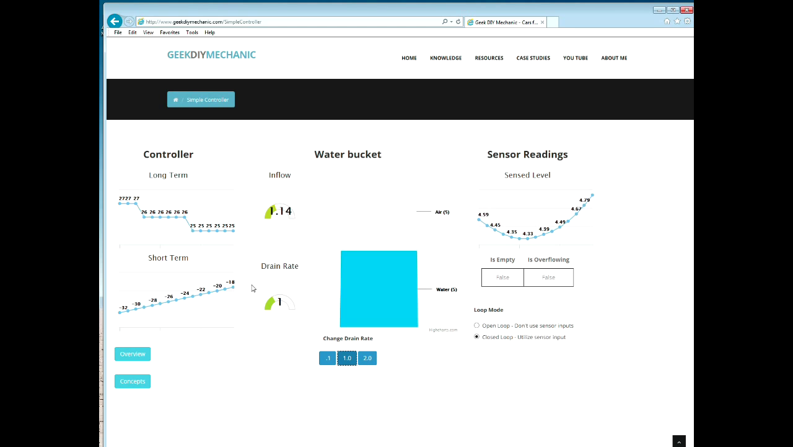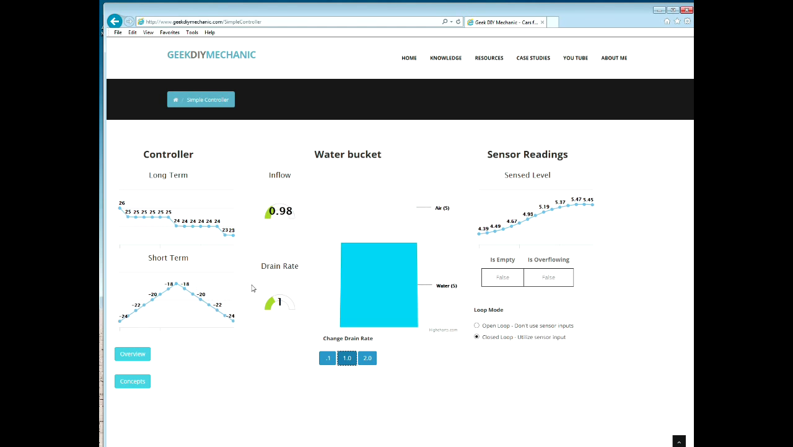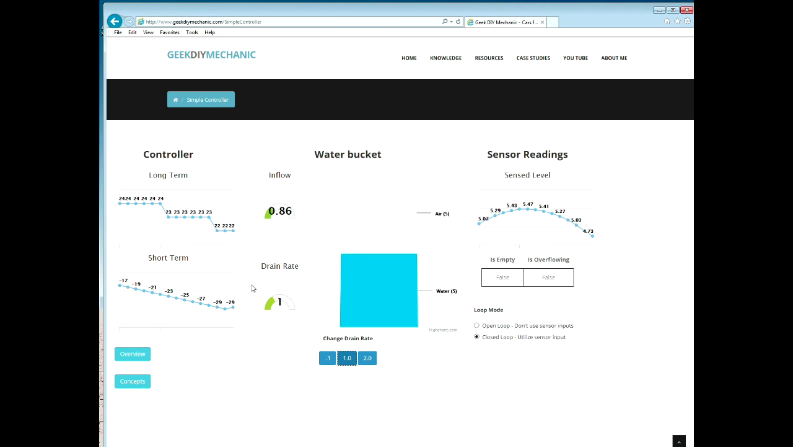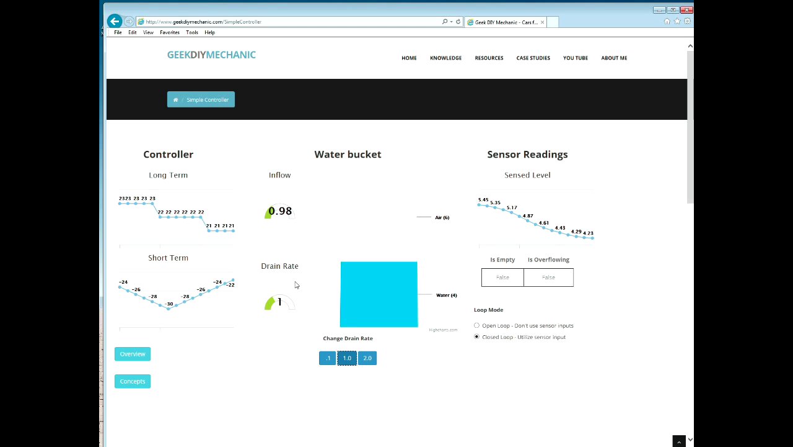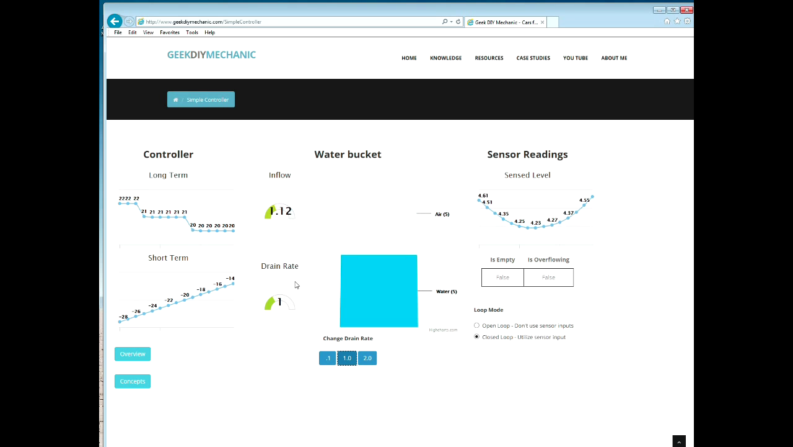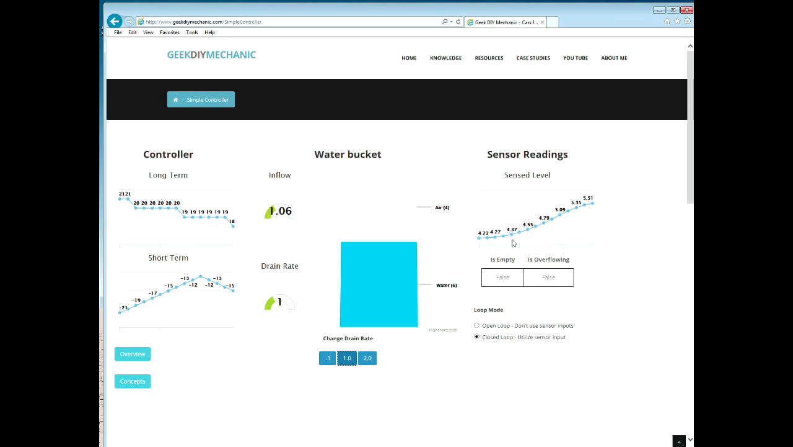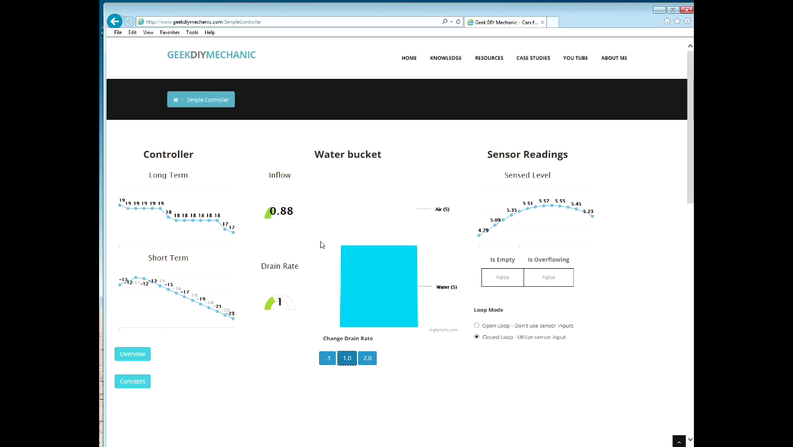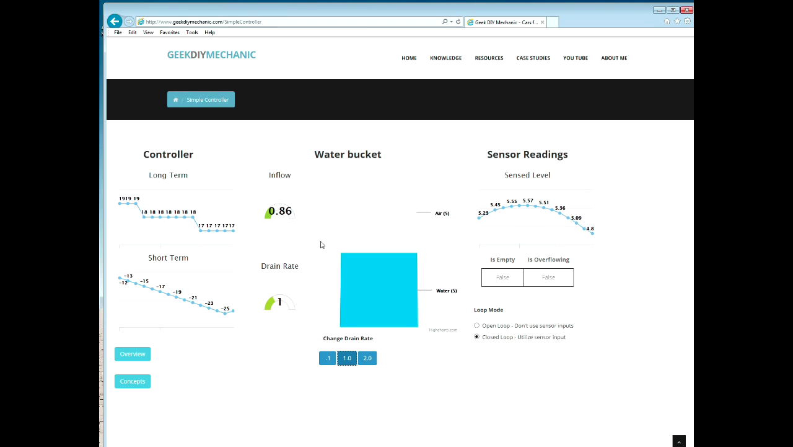Clearly we see long-term dropping, and short-term is trying to remove water. We're almost at the same inflow and drain rate, but long-term is still dropping down. Still dropping. But yet, the level is where we want. Interesting. But it's dropping. That's an indication the system is doing something.